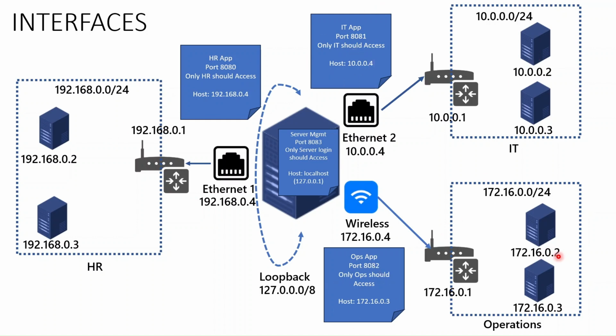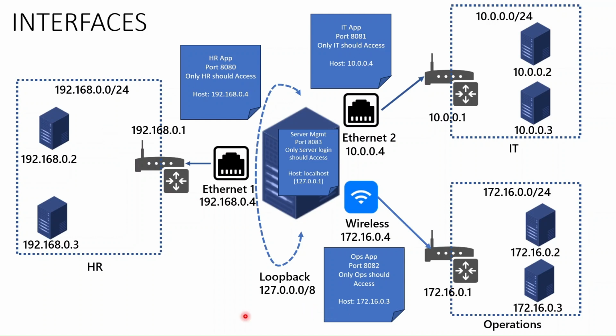So if the applications listen on all interfaces, even with different ports like 8080, 8081, and 8082, they would still be accessible by members from other departments. Like HR can access IT apps, IT can access HR apps, and so on. For the time being, assume that these are dashboard apps and they don't have any credential-based access. Anyone in the network can simply access them.